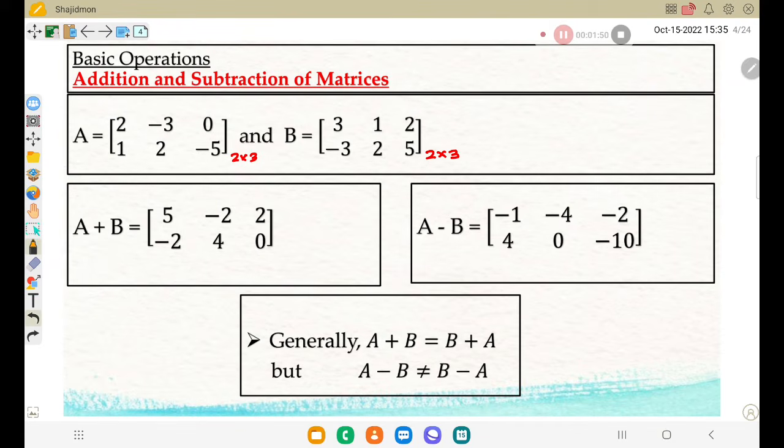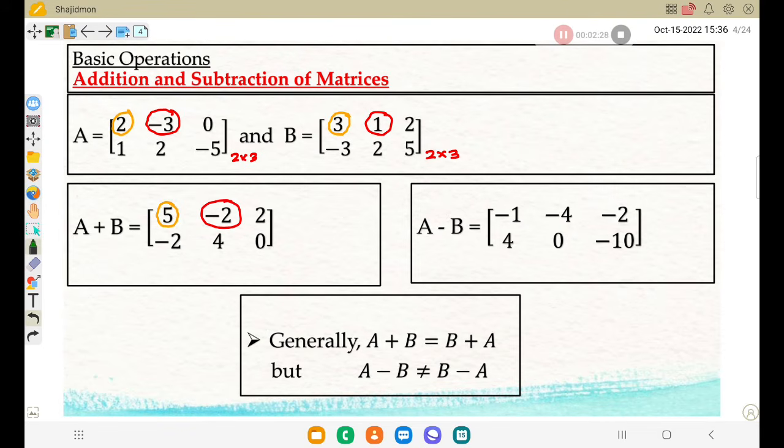Now to add these two matrices, A plus B equals: add the first number of the first matrix with the first number of the second matrix. So 2 plus 3 gives 5 here. In the same way, the second number: -3 plus 1 is -2. Continuing, 0 plus 2 is 2, 1 plus -3 is -2, 2 plus 2 is 4, and -5 plus 5 is 0. So this is the addition of two matrices, A plus B.